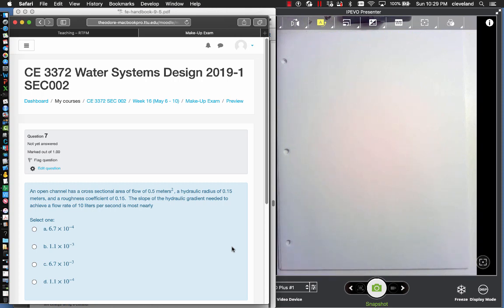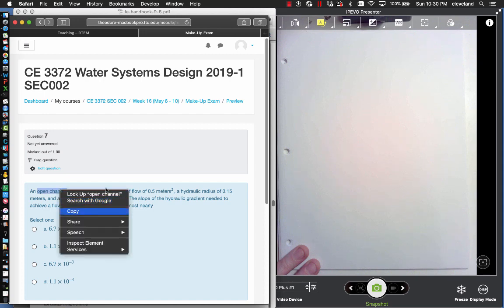Next one, open channel, has a cross-sectional area of flow of half a meter squared, a hydraulic radius of 0.15 meters, and a roughness coefficient of 0.15. The slope of the hydraulic grade line needed to achieve a flow rate of 10 liters per second is most nearly A, B, C, or D. So here we're going to go with, let's search for open channel and see what there is to see.